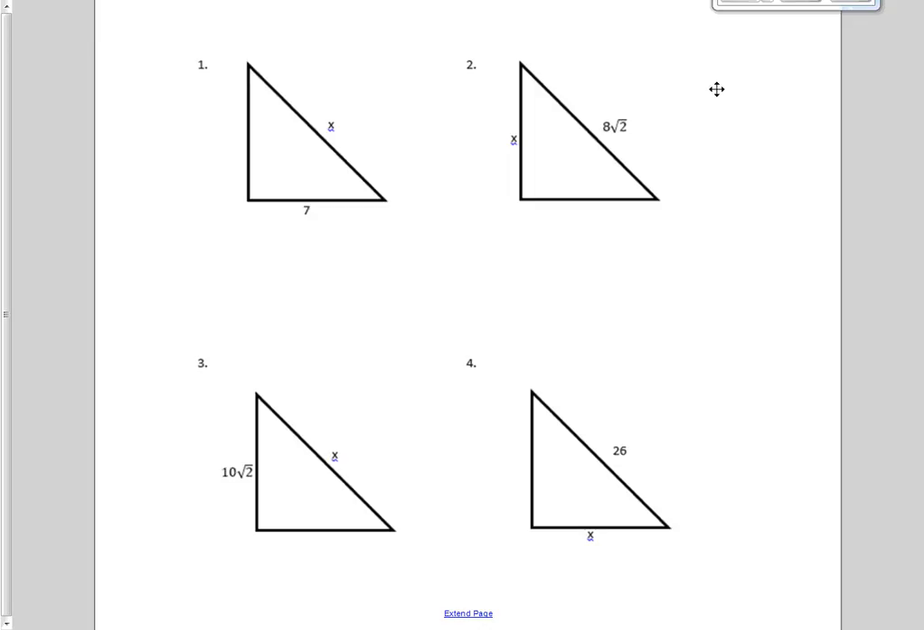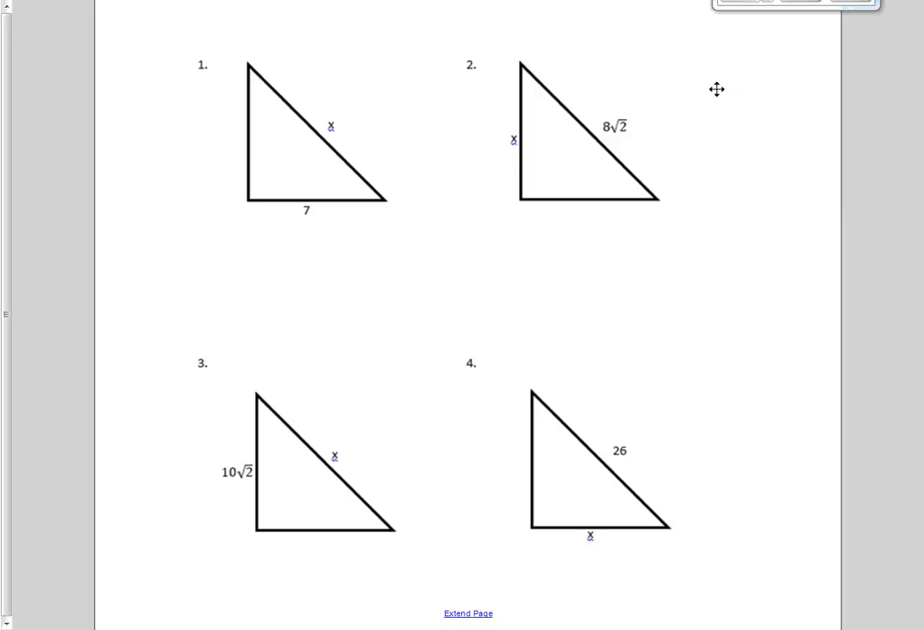Okay, I'm going to go through this fast again to make sure the video doesn't get too long. But feel free to just stop it, rewind it, whatever you need to do to have it be beneficial for you. So right here I'm looking at 4 different 45, 45, 90 triangles.